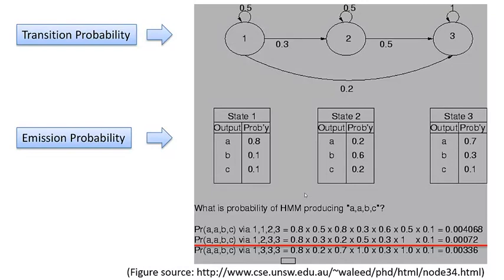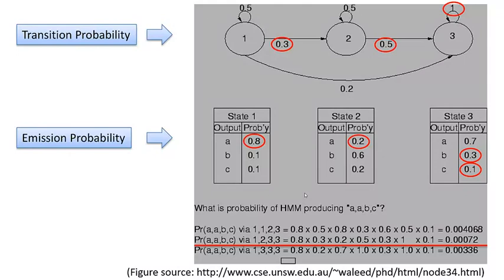For example, the probability of emitting the string AABC from the state path 1, 2, 3, 3 is the probability of emitting A from state 1, which is 0.8, multiplied by the probability of transiting from state 1 to state 2, which is 0.3, multiplied by the probability of emitting A from state 2, which is 0.2, multiplied by the probability of transiting from state 2 to state 3, which is 0.5, multiplied by the probability of transiting from state 3 to state 3 itself, which is 1, multiplied by the probability of emitting C from state 3, which is 0.1, which ends up with 0.00072.